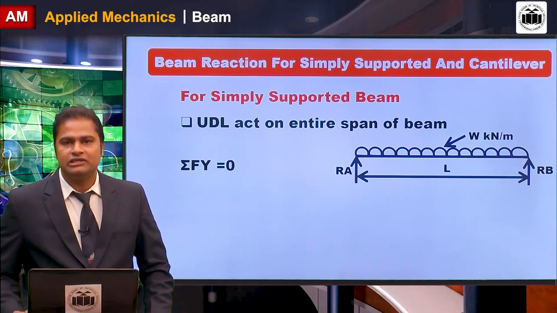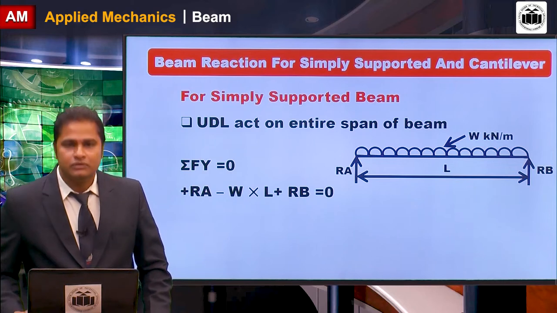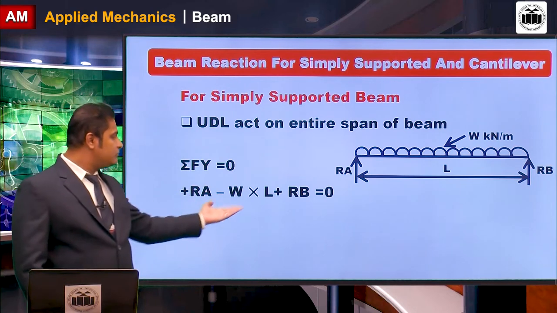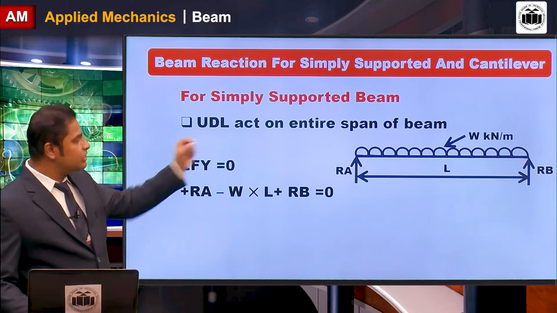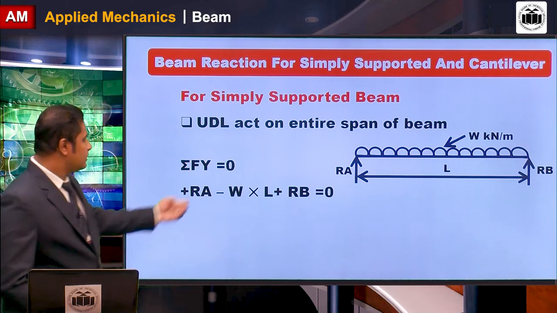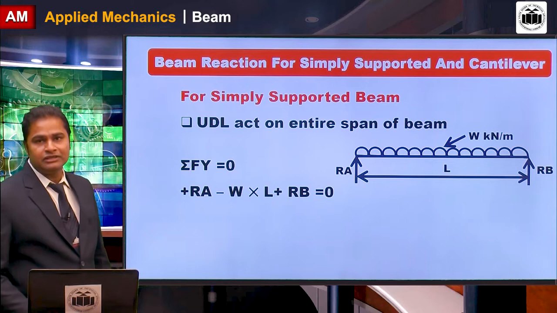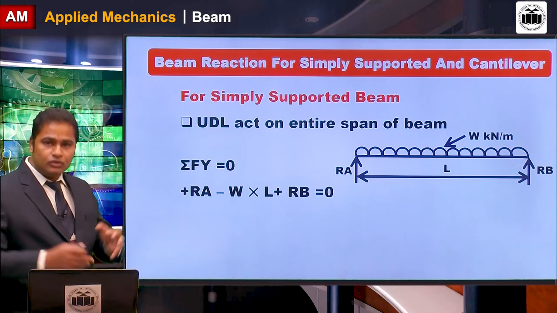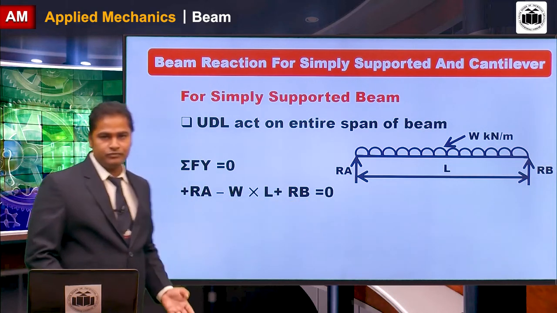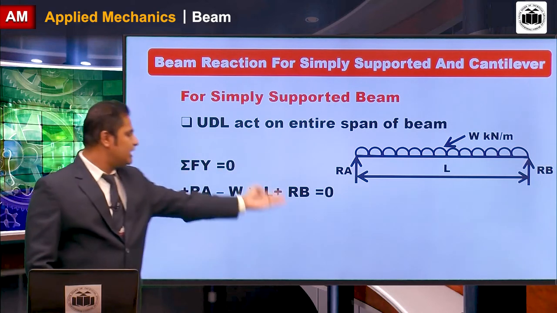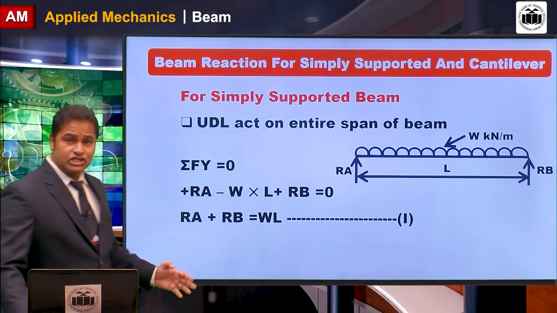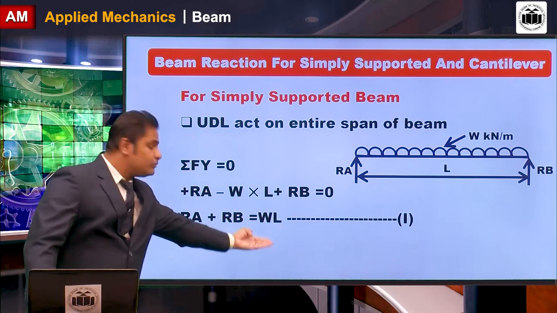Take the first step, summation Fy equal to 0. Here RA is positive, an upward force, minus W into L, because W is a UDL uniformly distributed over the entire span. W kilonewton per meter means the intensity of the UDL is W for 1 meter, so for the total span you consider W into L, plus RB equals 0. The positive forces are RA and RB and the negative force is W into L. The next step gives RA plus RB equal to W into L.